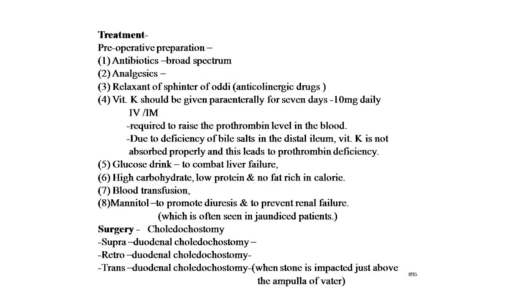Glucose drink to combat liver failure: high carbohydrate, low protein and no fat, rich in calories. Blood transfusion. Mannitol to promote diuresis to prevent renal failure, which is often seen in jaundice patients. Surgery, choledochostomy. There are 3 types: supraduodenal choledochostomy, retroduodenal choledochostomy, transduodenal choledochostomy. The third type is used when the stone is impacted just above the ampulla of Vater.